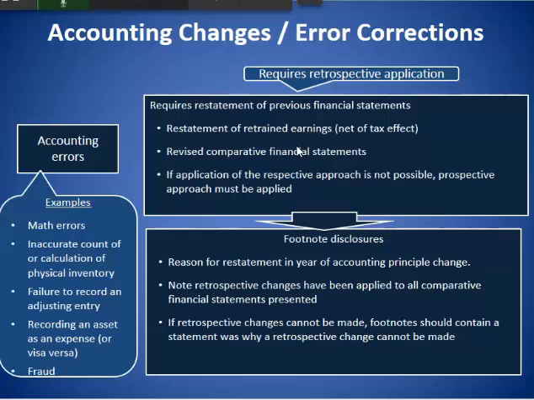Error corrections must be reported in a single period financial statements as adjusted, basically the adjustment to the opening balance of our retained earnings. And if comparative statements are presented, corresponding adjustments must be made to net income and retained earnings for all periods that we're reporting.